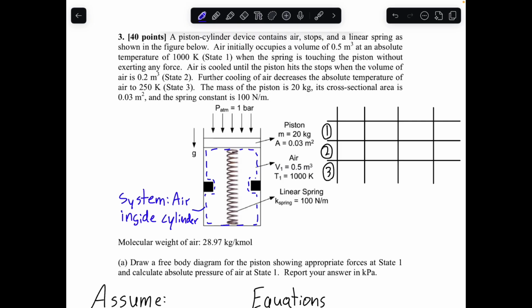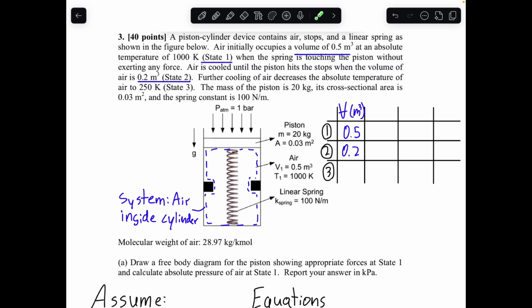So the first thing that I see from the problem statement is that it gives us some information about the volume, the total volume. At state 1, it says it's 0.5 meters cubed. So I'm going to make a column for volume in meters cubed. And so at state 1, it's 0.5 meters cubed. And then it tells us that it drops to 0.2 meters cubed at state 2.